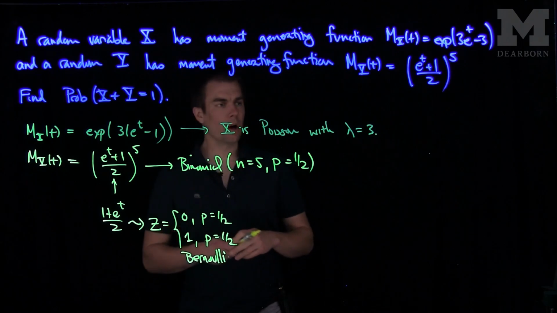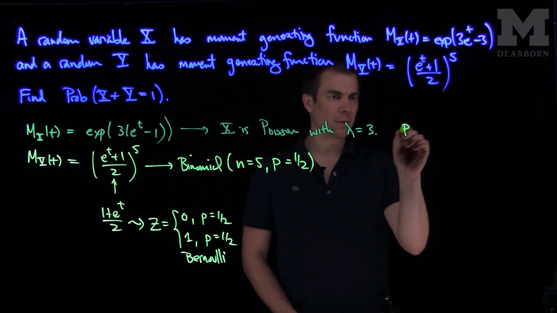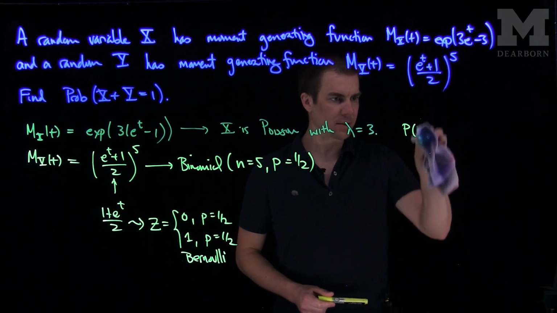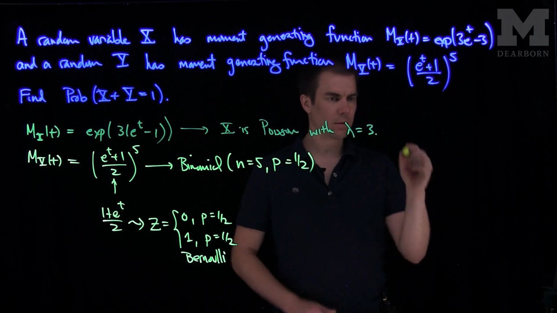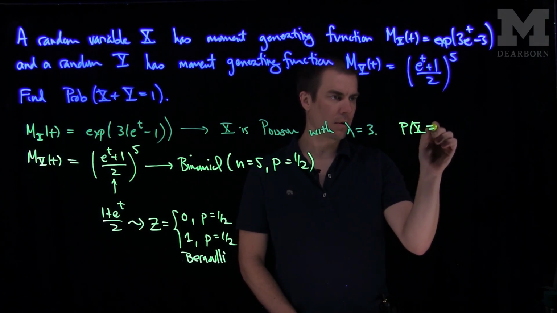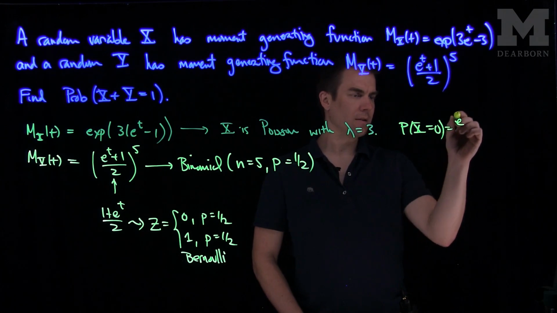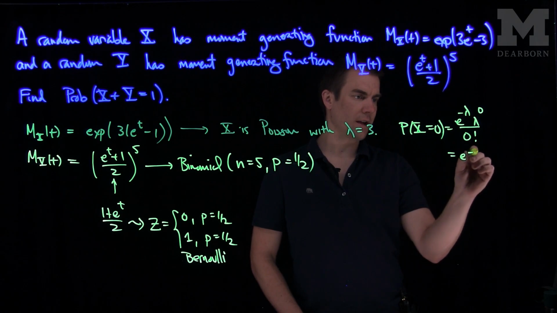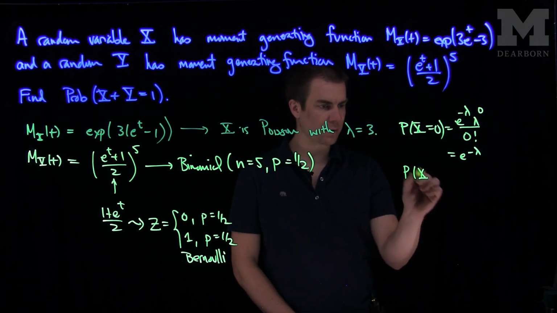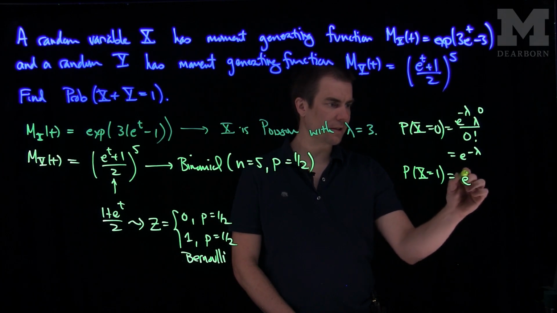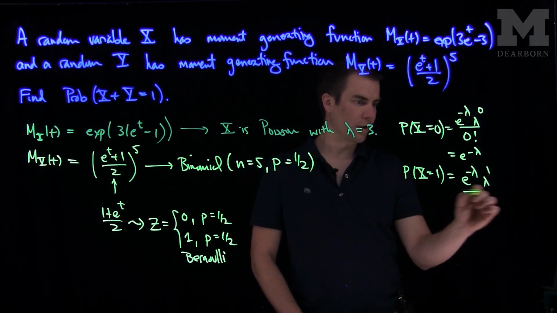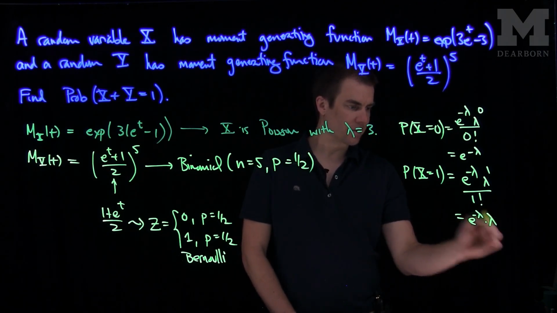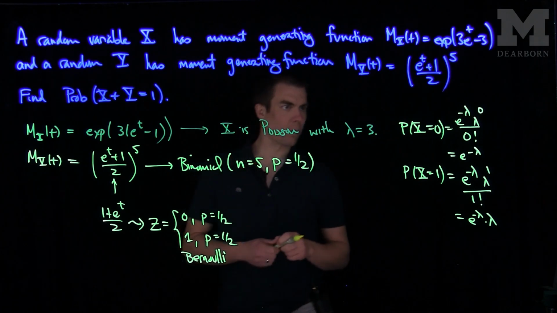So now we know what the probabilities are. The probability that X is equal to 0 for a Poisson is e^(-lambda) times lambda^0 over 0 factorial, which is just e^(-lambda). The probability that X is equal to 1 is e^(-lambda) times lambda^1 over 1 factorial. So we have e^(-lambda) or e^(-lambda) times lambda for the probability that X is 0 or X is 1.